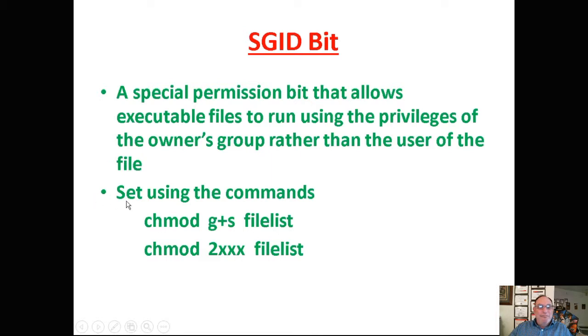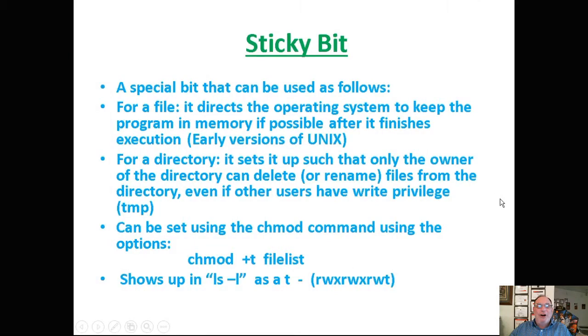And you set the command using the change mod. Okay, g+s file list. You see this g here instead of a u. That sets the SGID bit so that the privileges of the owner's group are transmitted rather than those of the user of the file. And to do that, using the change mod with the numeric form is going to be the 2 with the xxx rather than the 4 that we saw on the previous slide.